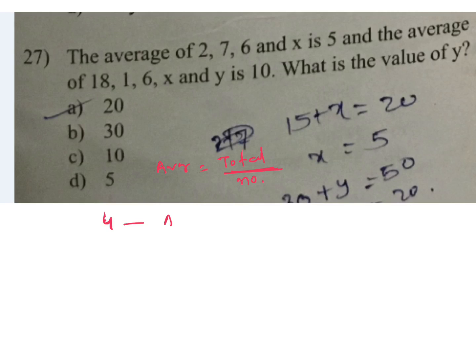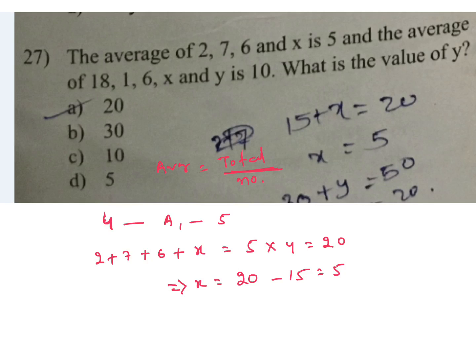Average is 5. So x value we have to calculate. 2 plus 7 plus 6 plus x is 5, the average, into 4, it's 20. So from here we can get x value: 20 minus 7 plus 6 plus 2, so 5. X value is 5.